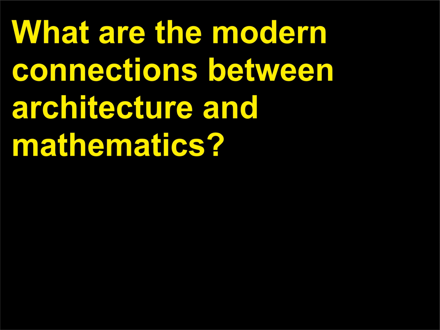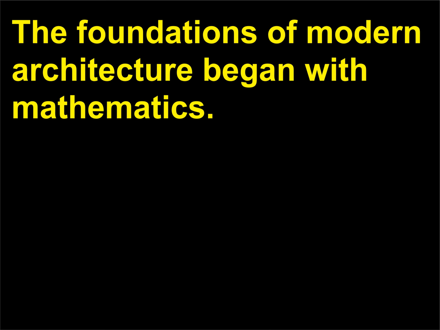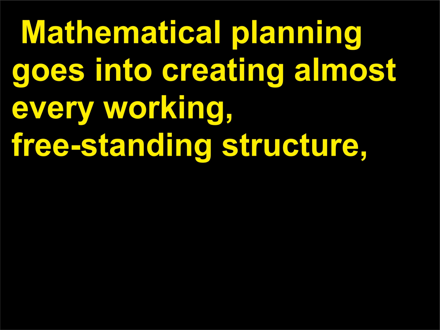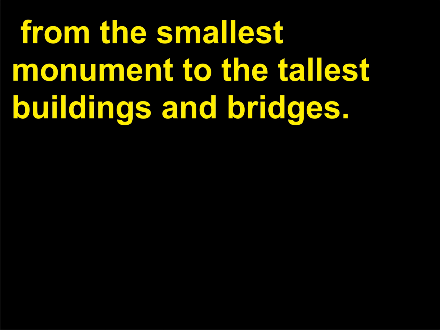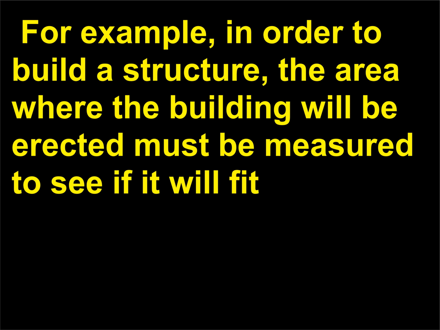What are the modern connections between architecture and mathematics? The foundations of modern architecture began with mathematics. Mathematical planning goes into creating almost every working, freestanding structure, from the smallest monument to the tallest buildings and bridges. For example, in order to build a structure, the area where the building will be erected must be measured to see if it will fit.